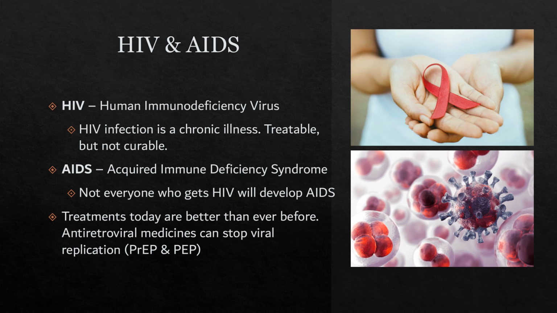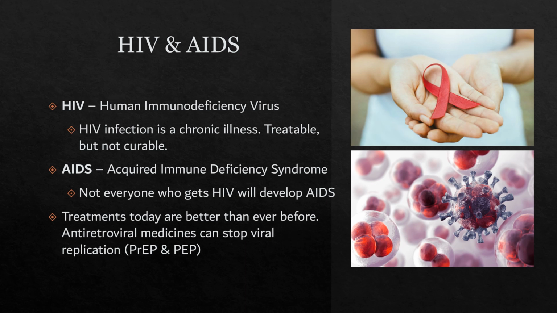First, HIV stands for the human immunodeficiency virus. It is a chronic illness if a person has an HIV infection, which, as we've learned about chronic illnesses, means that it is treatable but not curable. AIDS, which is acquired immune deficiency syndrome, is something that can happen when an individual has an HIV infection. Not every single person who has HIV will develop AIDS, but over time, this is a possibility for some individuals.